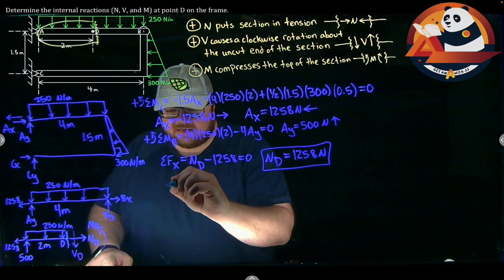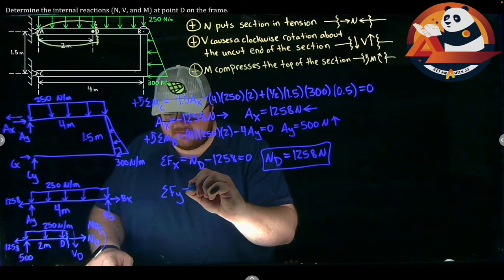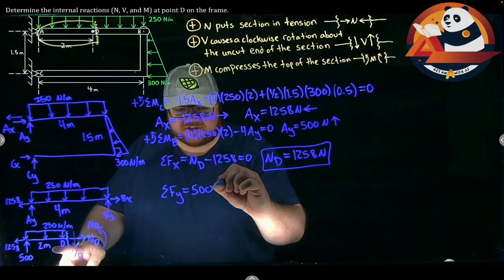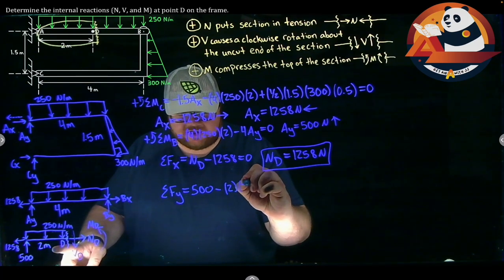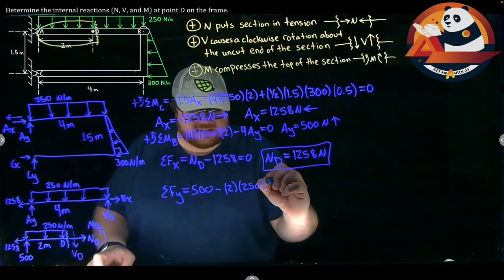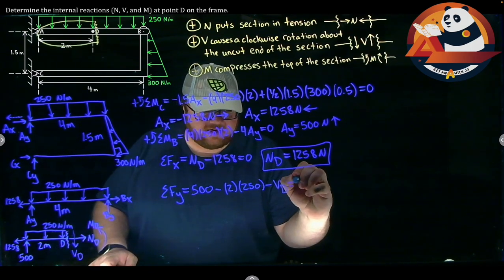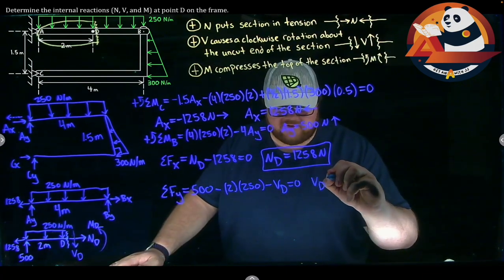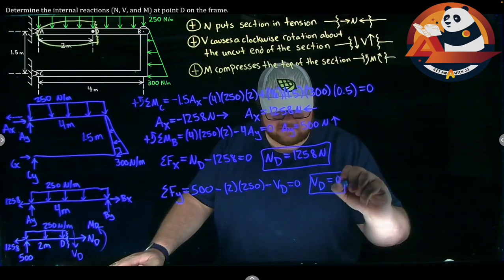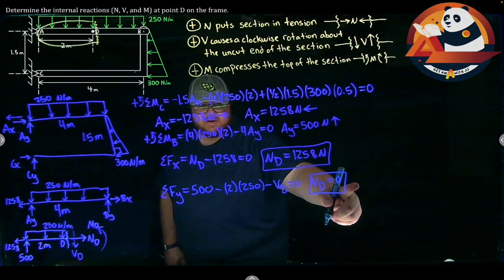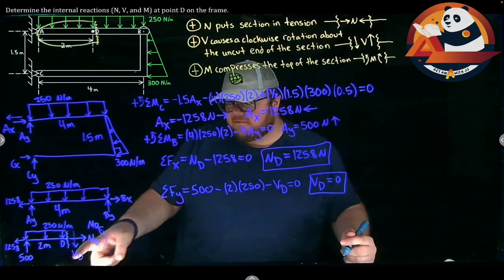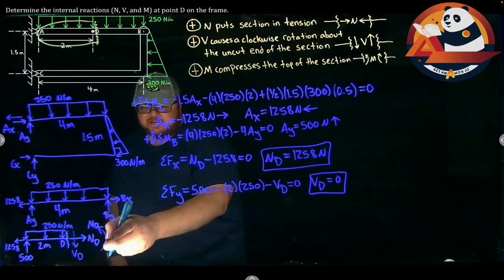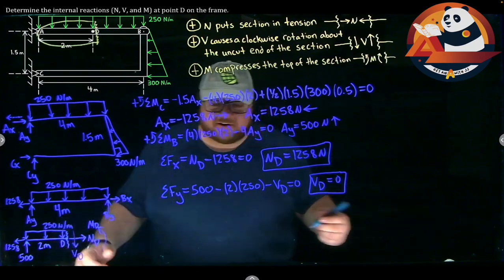I could sum forces in the Y direction. I have 500 going up, minus the area of my distributed load, base times height, 2 times 250, minus the shear, minus VD equals 0. If I solve for VD, I'm going to get that there's no shear right here. VD equals 0. That's going to become a really important point for us, because anywhere that our shear is 0, our moment's going to be at a local max or min point for us. 0 shear goes to maximum moment. If we're designing things, that matters.